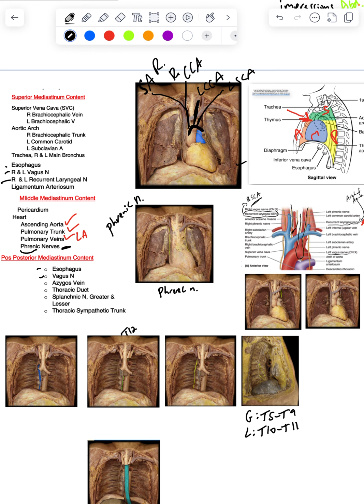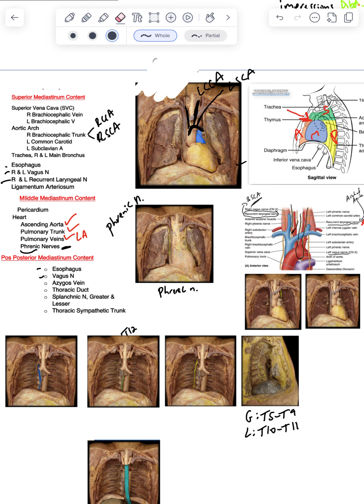You only have 3 branches coming off of the actual arch. The right brachiocephalic becomes right common carotid and right subclavian artery, whereas the left, immediately you get those 2. There's no left brachiocephalic. Now, with the superior vena cava, it's different. With the veins, it's the exact same thing. So this is your superior vena cava that's draining into your right atrium. This one has a right brachiocephalic and a left brachiocephalic.